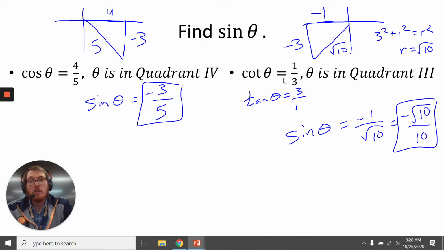The second one says cotangent is 1/3. You could use SOHCAHTOA, x, y, and r to set that up. You could also say that tangent is 3/1 then. Notice that it's in quadrant 3. That means that the x and y values were both negative. Okay, so the adjacent is -1, the opposite is -3, and that would end up being root 10 for the r value, or the hypotenuse. Remember that r value, the hypotenuse, is always positive because it's the distance from the origin.